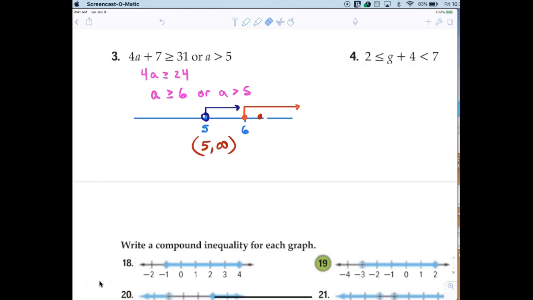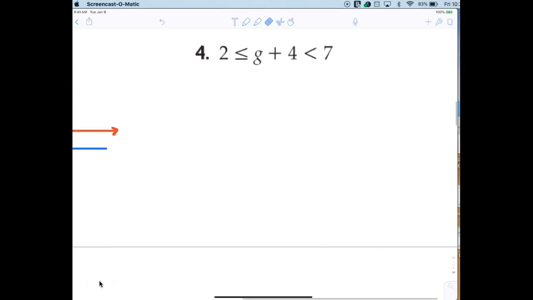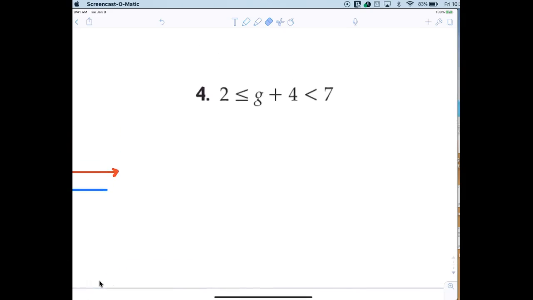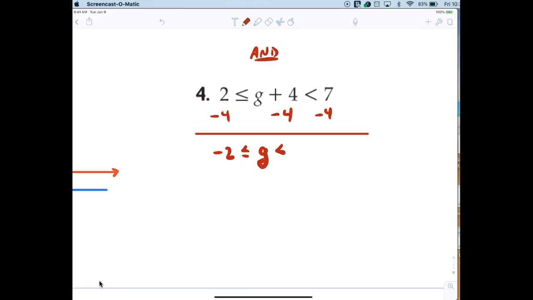All right, so let's look at question number 4. First time you've ever seen this, so we're just going to go ahead and show you. I want everybody to put above it, this is an and statement. Now, how did I know it's an and statement? Because I'm less than 7 and I'm what? Greater than 2. Now it doesn't say that, but let's watch. So, to solve this, I'm going to do -4, -4, -4. Now we've never done that before, so this is a new concept for you. So now you write -2 less than or equal to g less than 3.